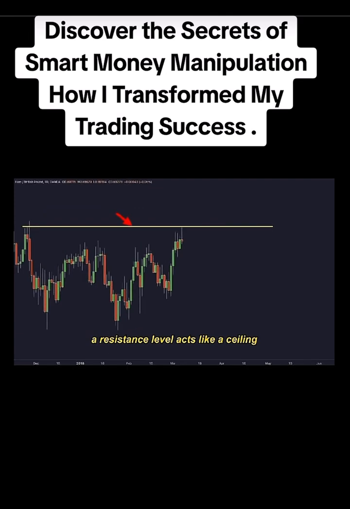A resistance level acts like a ceiling that the price struggles to break above. When the price approaches these levels, you often see some telltale signs that a reversal might be near. Let's go through a few key examples.